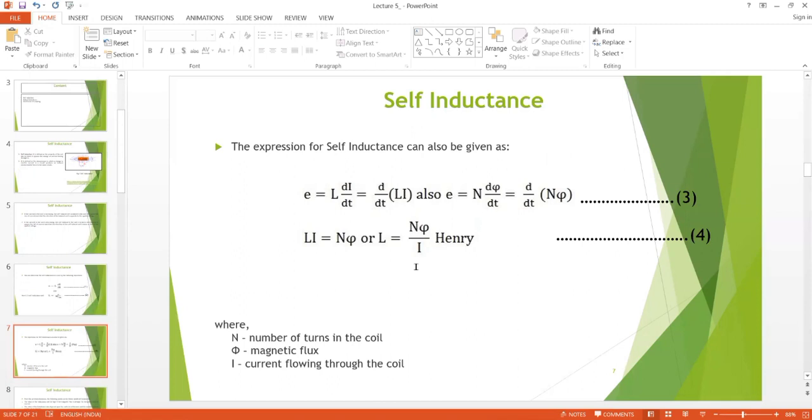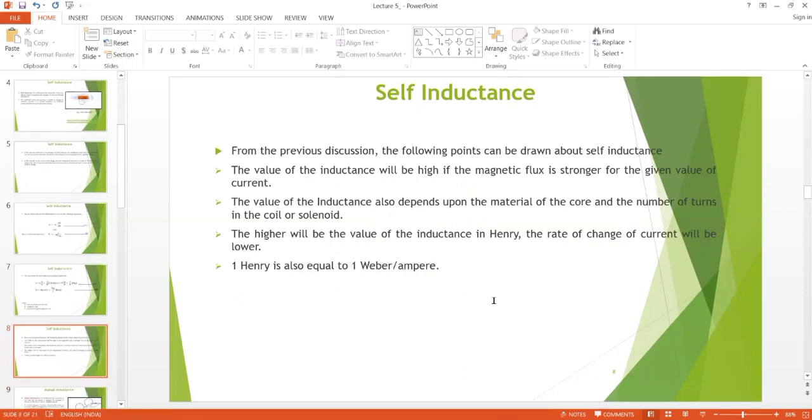That is very, very important, where N is the number of turns, phi is the flux, and I is the amount of current. So in this formula, we are getting a parameter from the magnetic circuit, and we are also having a parameter from the electrical circuit. So this represents that yes, electrical and magnetic circuits can both go hand in hand.